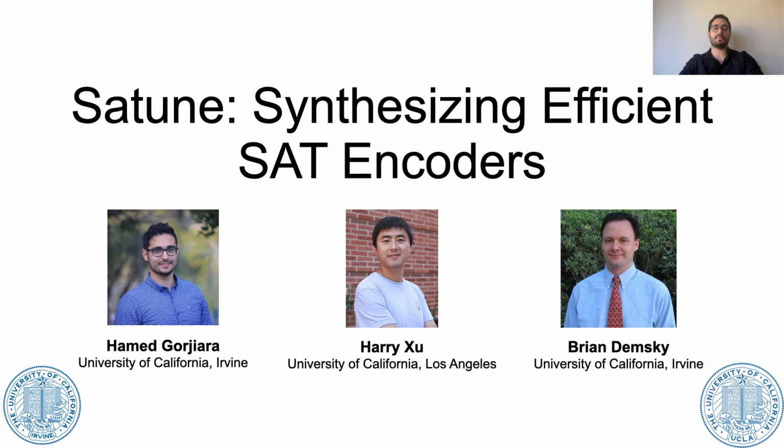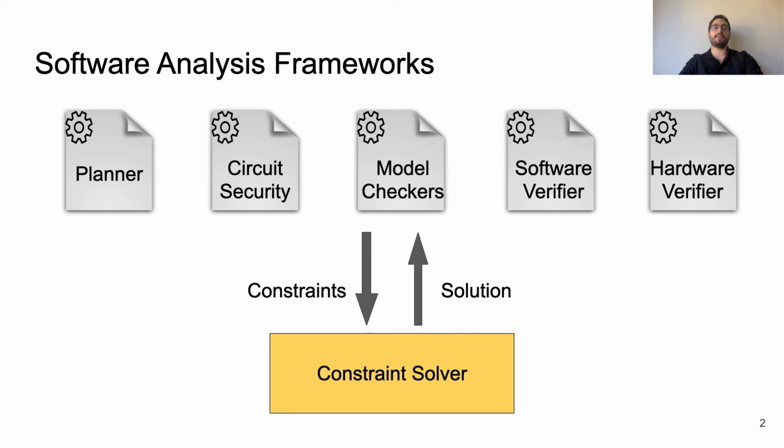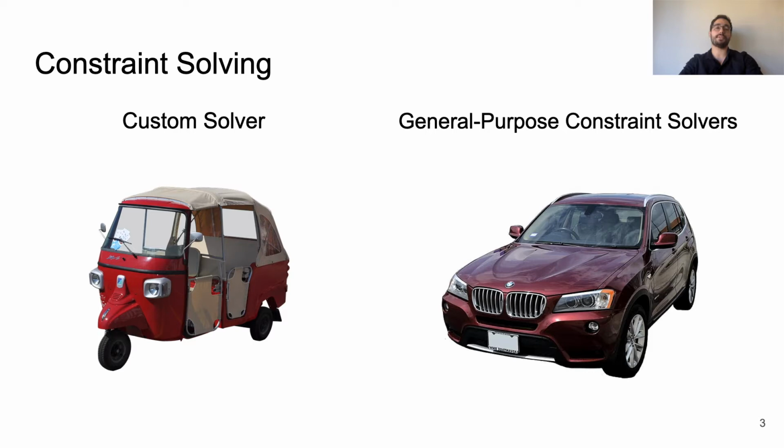Modern software analysis, from planner frameworks to hardware software verifiers, relies heavily on constraint solving for the reasoning or search task. Developers of these tools usually have two options to solve these constraint problems. They can either develop their own custom solver, which is labor-intensive and often not efficient, or they can use general-purpose constraint solvers such as SMT or SAT solvers that have been carefully engineered over 50 years of research and are usually faster than the former option.